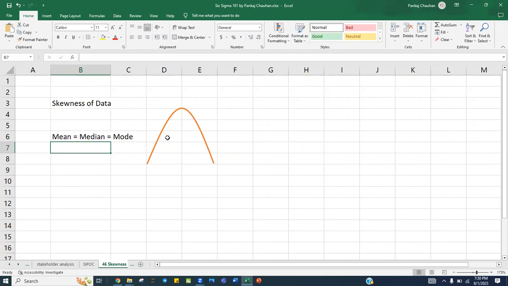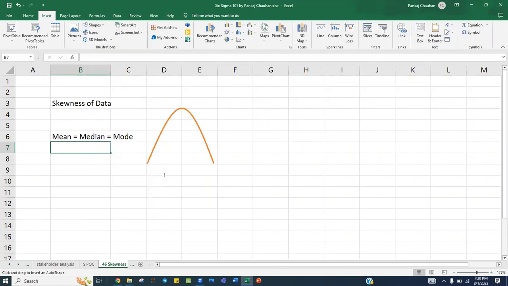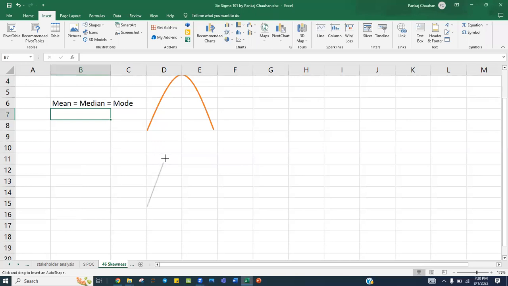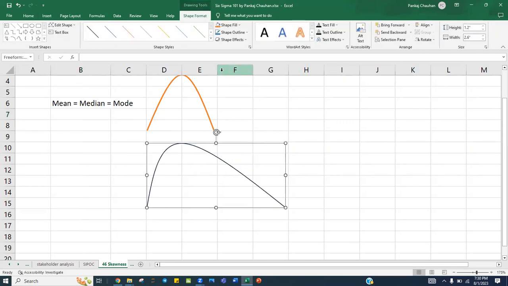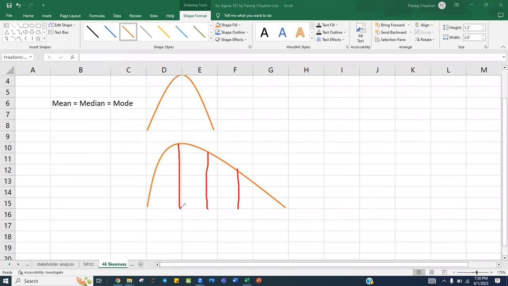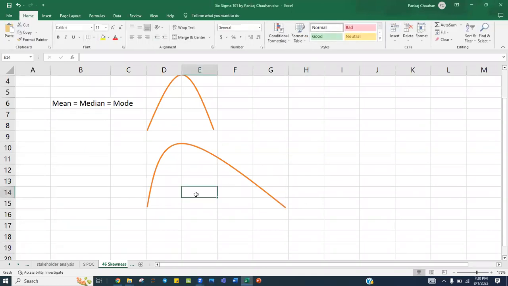Many a time data may be positively skewed, or sometimes it is negatively skewed. So how does positively skewed data look? Suppose the peak of the data is here and the tail of the data is here. So what is happening in this data? The mean value of the data will be somewhere here, the center value of the data somewhere here, and the mode of the data, which is the highest value, will be somewhere here. So when you look at the data and the tail is on the right hand side, then this data is called positively skewed.